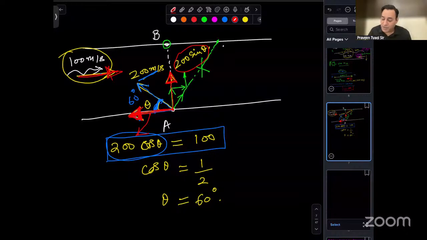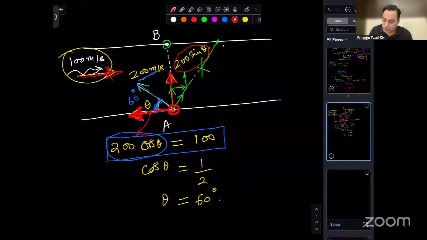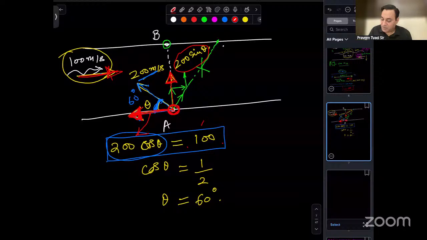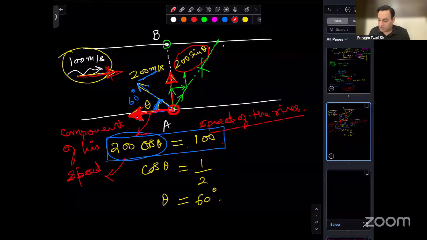And we want him to be not moving along the river at all. We want this velocity to be zero. So 200 cos theta is equal to 100. This is because the speed of the river is 100, and the component of his effort or speed opposite to the river is 200 cos theta, and we are equating these two so that they get cancelled. Therefore theta is 60 degrees.